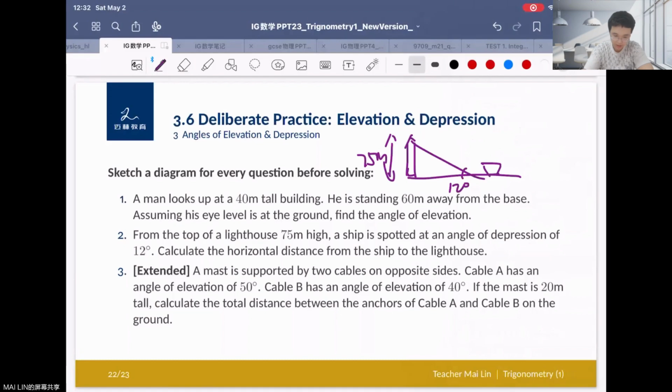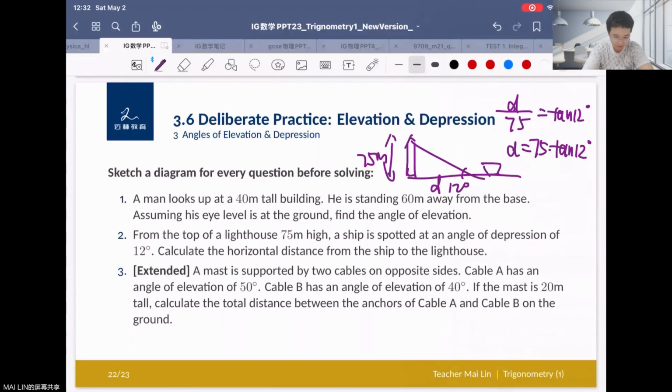And you can set up, in the graph, the distance over 75 meters, that is tangent 12 degrees. Okay, that is for this. So we can say distance equals 75 times tangent 12 degrees. Okay, that is the second problem.